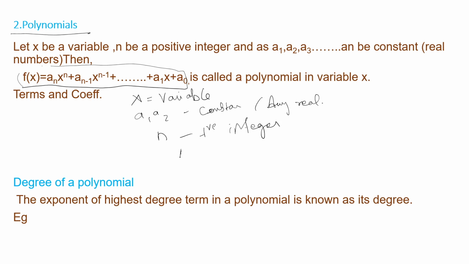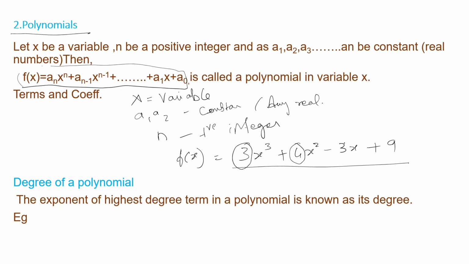Suppose I am writing f(x) = 3x^3 + 4x^2 - 3x + 9. So this is a polynomial. Here a1 is 3. So these are all constants or any real number. x is the variable over here. And these are the exponents.